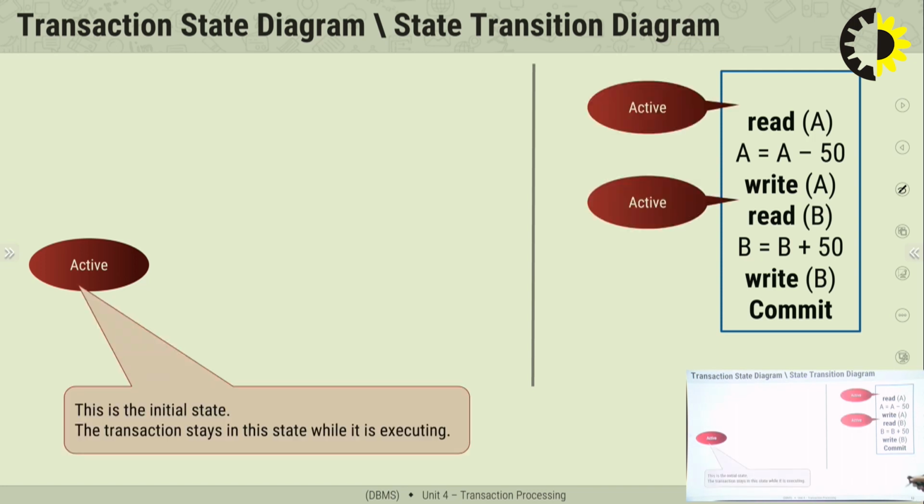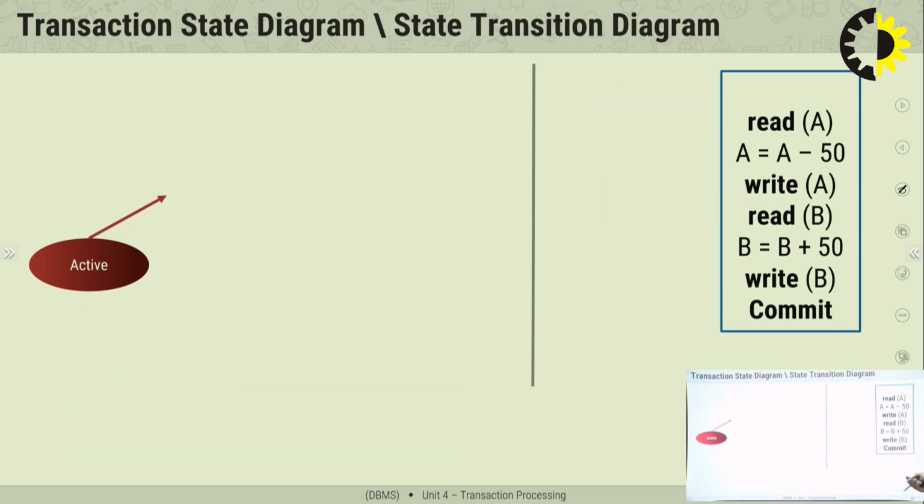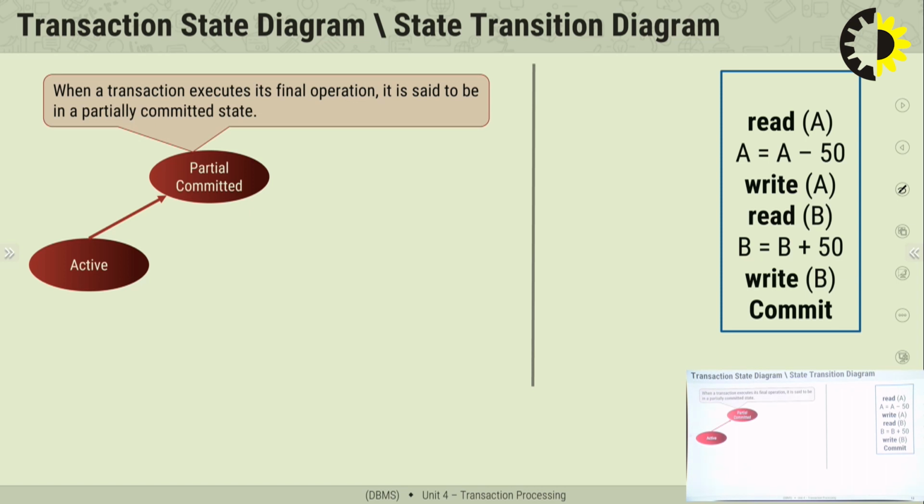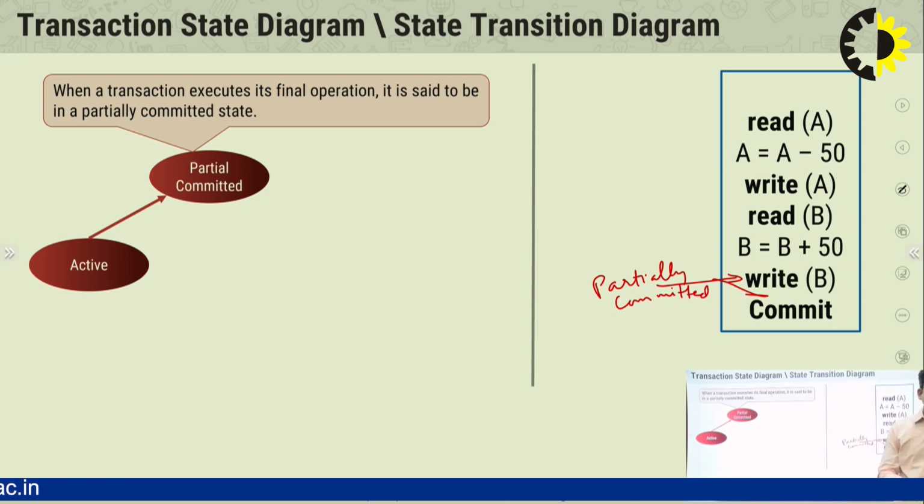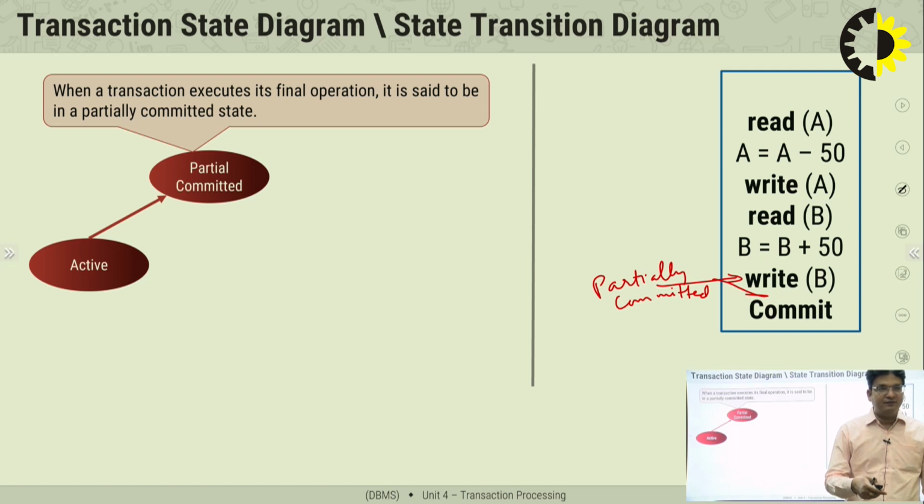This is the initial phase. When the transaction starts, we say the transaction is in active state. The transaction remains in this state while it is being executed. Next state is partially committed. When the final operation is being performed, at this particular moment of time, we say the transaction is partially committed. Partially committed means the last operation has been executed.